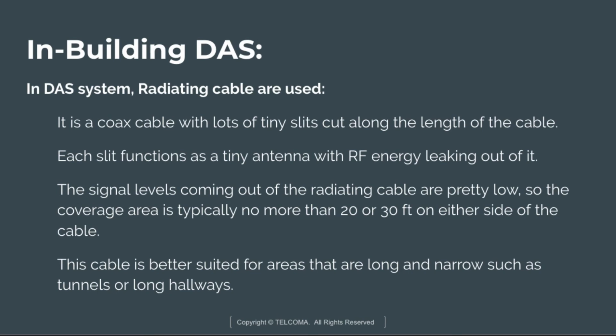Next, in a DAS system, radiated cables are used. It is a coaxial cable with a lot of tiny slit cuts along the length of the cable. Each slit functions as a tiny antenna with RF energy leaking out of it. The signal level coming out of the radiating cables is pretty low, so the coverage area is typically no more than 20 to 30 feet on either side of the cable. This cable is better suited for areas that are long and narrow, such as tunnels or long hallways. It is also known as leaky cable.